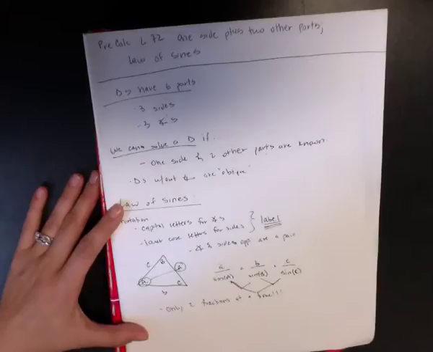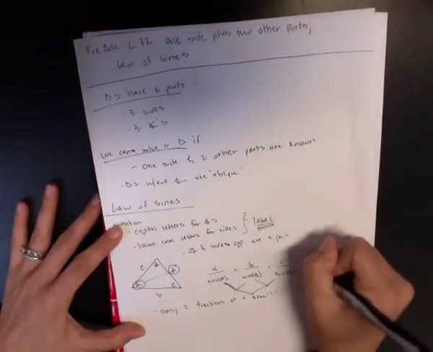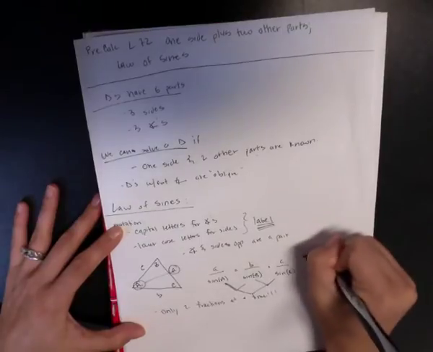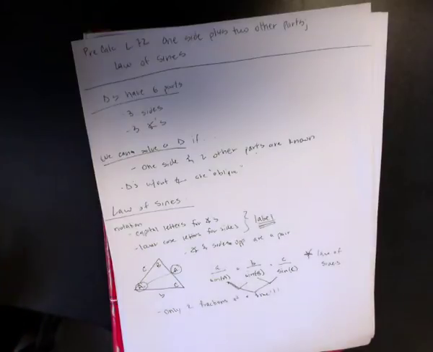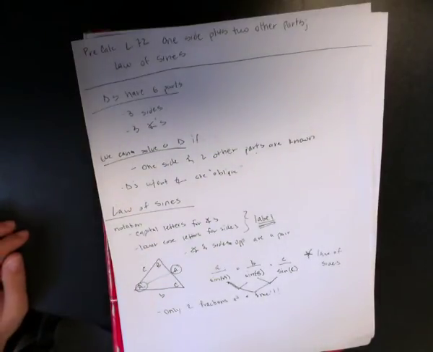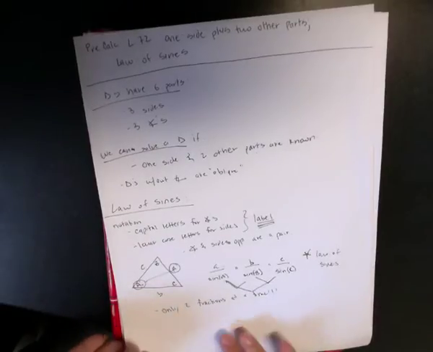Okay? So, once we have this right here, as I said, this is the law of sines. If you want to highlight it, underline it, circle it, put a sticker next to it, that is your law of sines. And let's do an example.